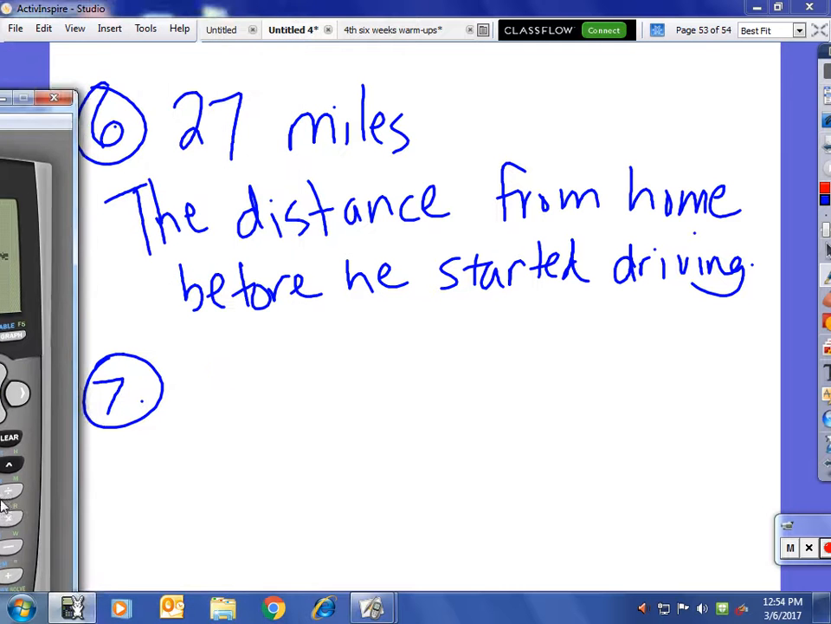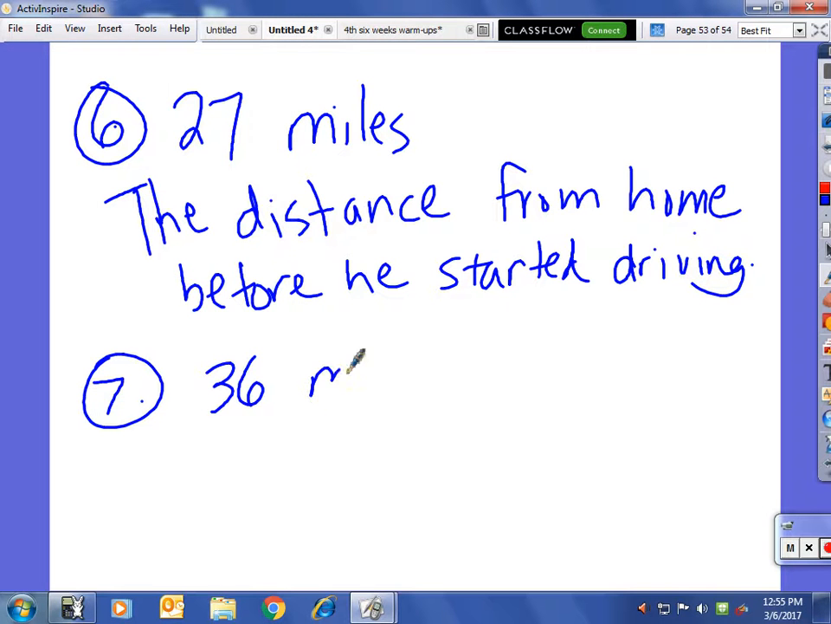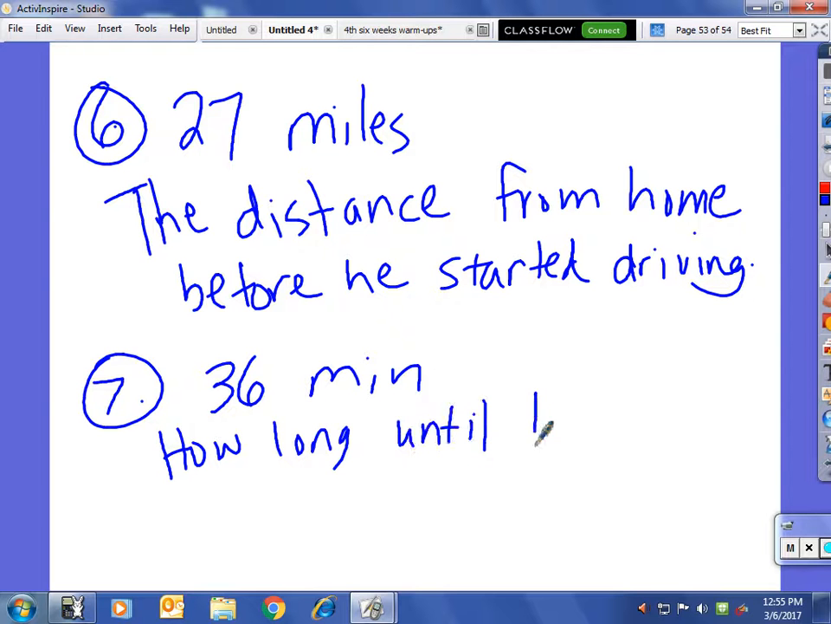36 minutes. Why is that significant? Right. That's how long until he got home. How do I know he's home? Because the miles is 0. The y values stand for the miles away from home. Well, at 36 minutes, he's 0 miles from home. That's hopefully where he's going to stop.